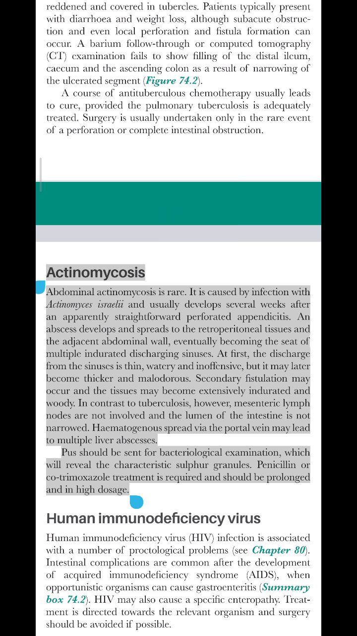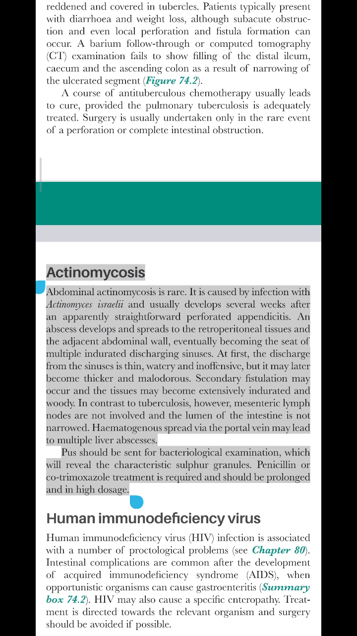Actinomycosis. Abdominal actinomycosis is rare. It is caused by infection with Actinomyces israelii and usually develops several weeks after an apparently straightforward perforated appendicitis. An abscess develops and spreads to the retroperitoneal tissues in the adjacent abdominal wall, eventually becoming the seat of multiple indurated discharging sinuses. At first, the discharge from the sinuses is thin, watery and inoffensive, but it may later become thicker and malodorous. Secondary fistulation may occur and the tissues may become extensively indurated and woody.